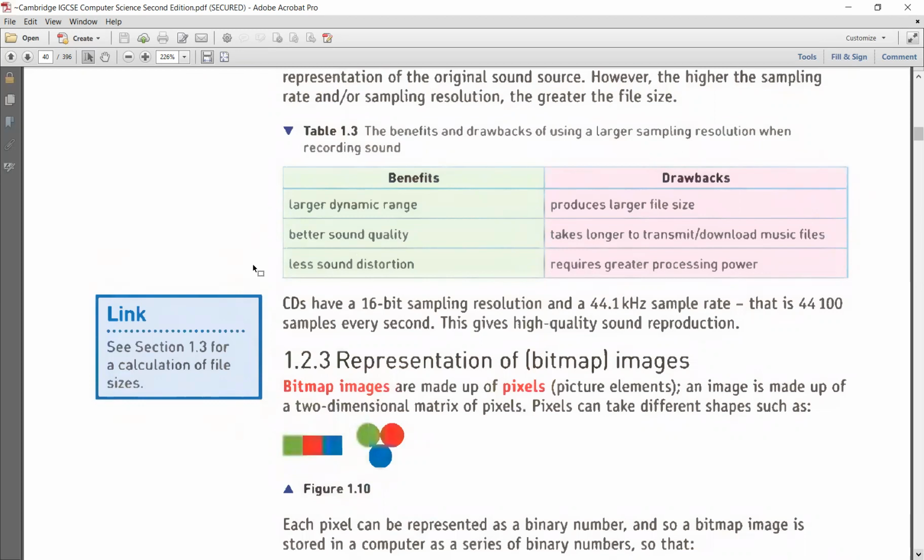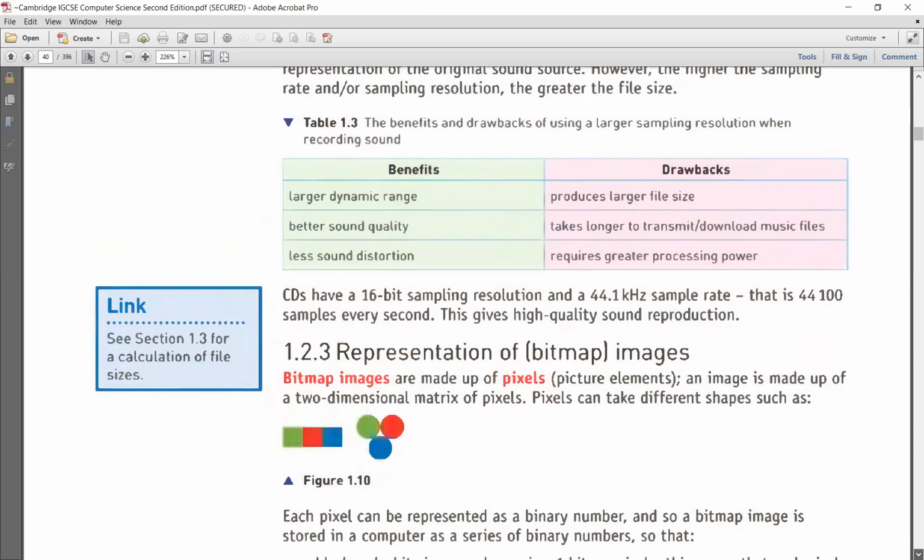One more thing that you need to remember is the advantage of using larger sampling resolution. Very simple thing. You can see for yourself the benefits and the drawbacks are very simple. Producing large file sizes, taking longer time to transmit, and requiring greater processing power are the drawbacks of the larger sampling resolution. On the contrary, the benefits are larger dynamic range, better sound quality, and less sound distortion. Very easy to remember as far as this topic is concerned.